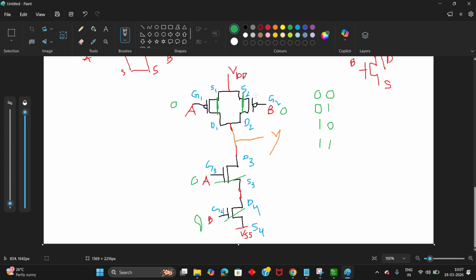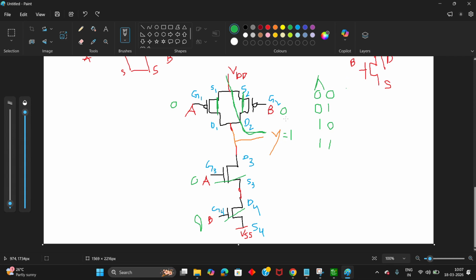So then what happens is we are going to have a clear path from VDD to the output. We are going to get the VDD at the output. It means we are going to get the high voltage, right? Then output will be 1. This is A, this is B. Output will be 1.